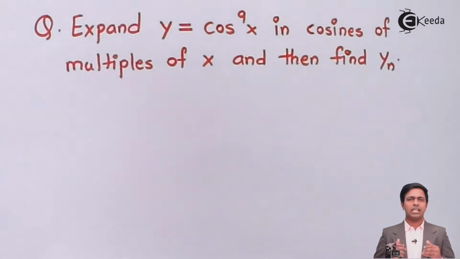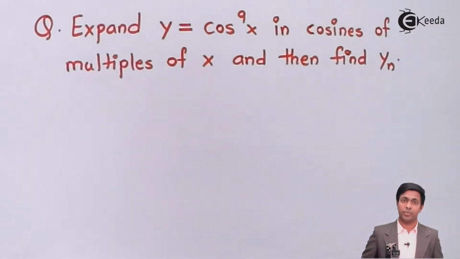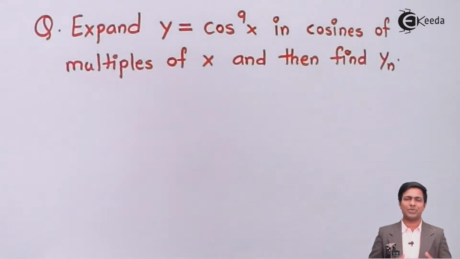I think most of the students know how to reduce this cos raised to 9 x term with the help of trigonometry, because everybody knows the trigonometry formulae. So here I'll be showing you De Moivre's method to reduce this cos raised to 9 x term in the cosines of multiples of x. So let's start.